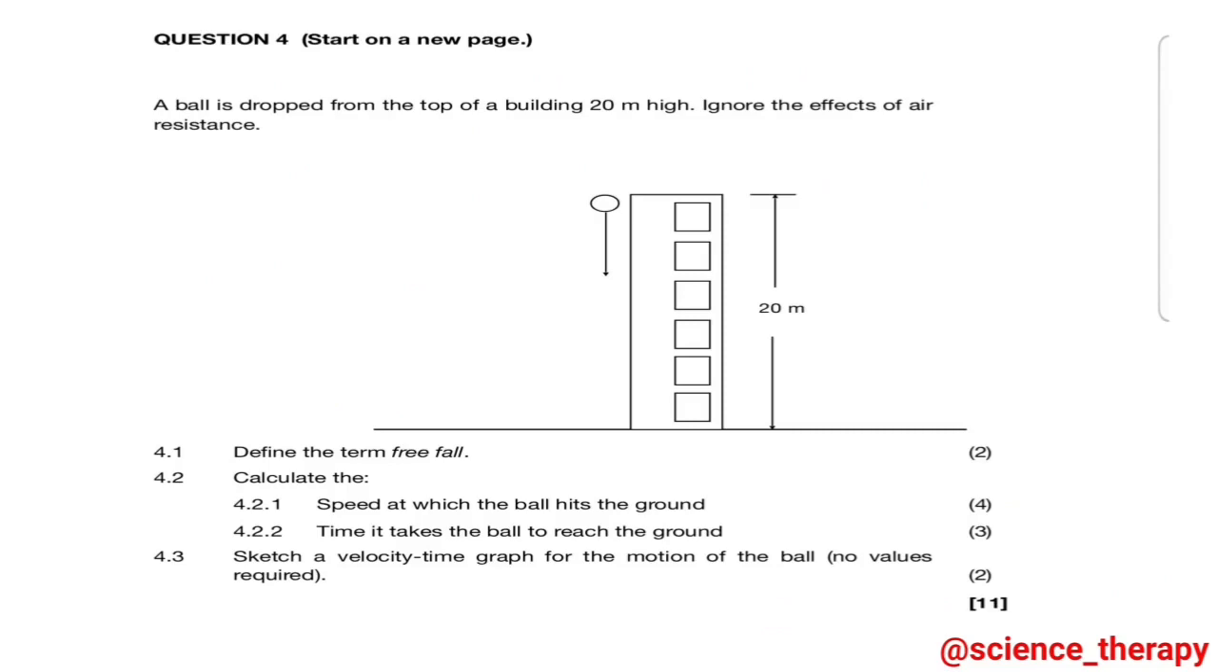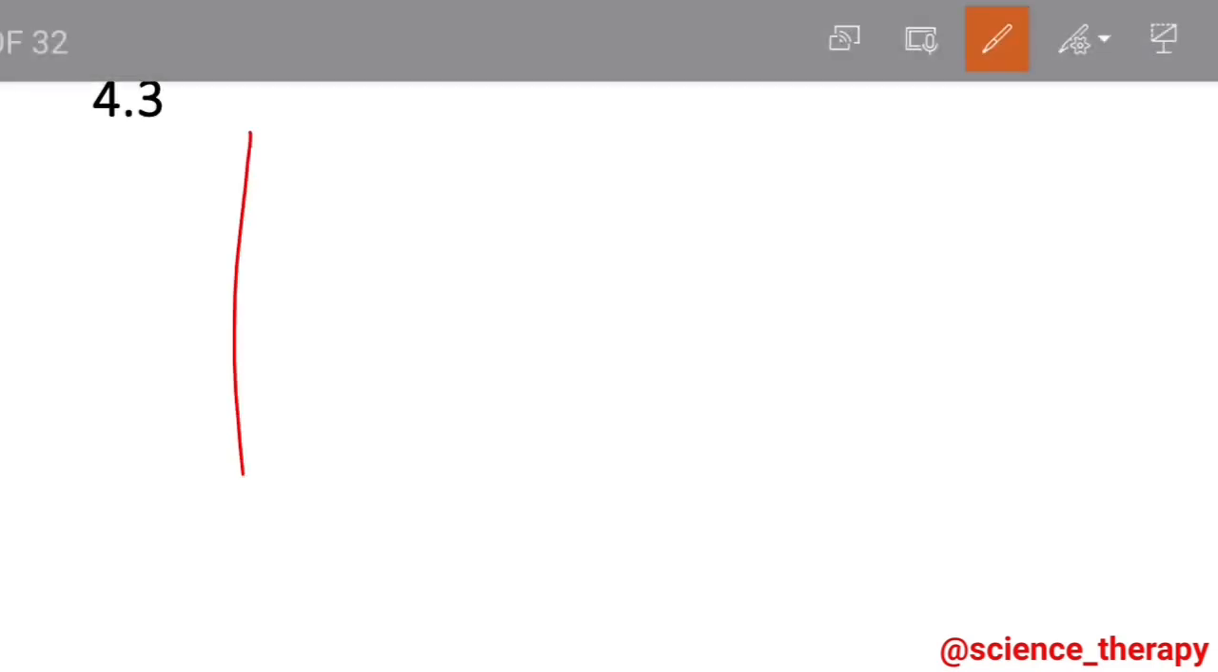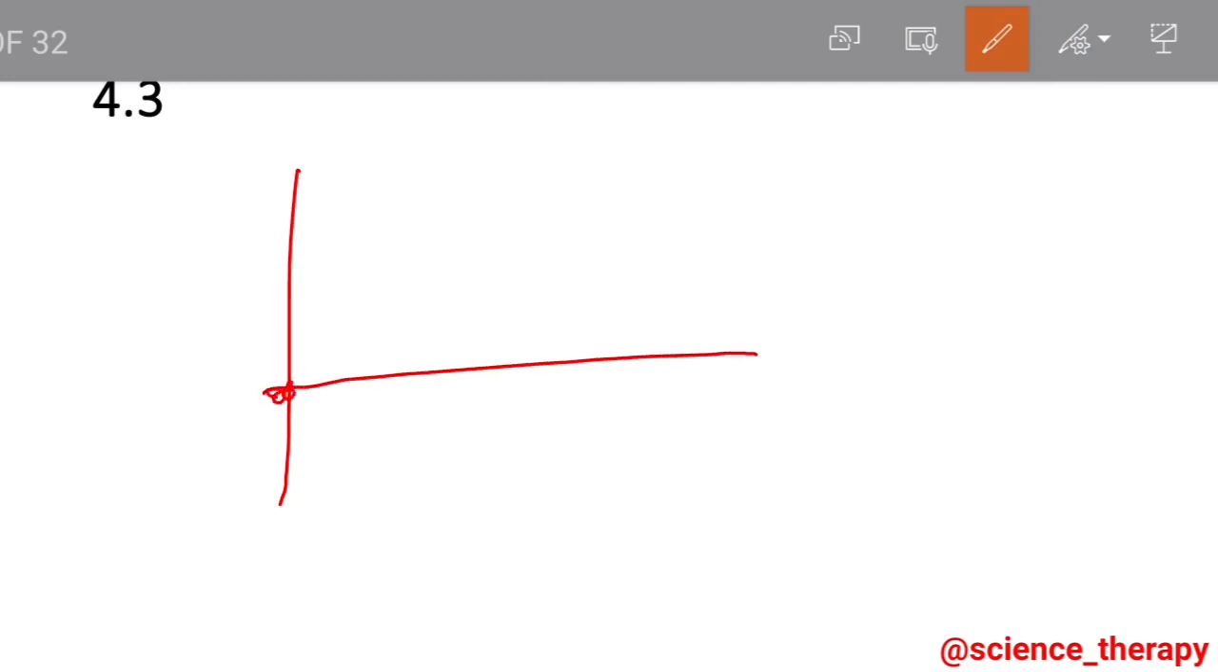Then 4.3 says sketch a velocity time graph for the motion of the ball. No values required. So here they will only mark the shape, and also the labeling of your axis, because they only want the sketch with no values. So now we know when we take downward as positive, our graph looks like this. Remember, this is starting all the way from 0. So the velocity at this point is 0. So it has to start here, obviously.